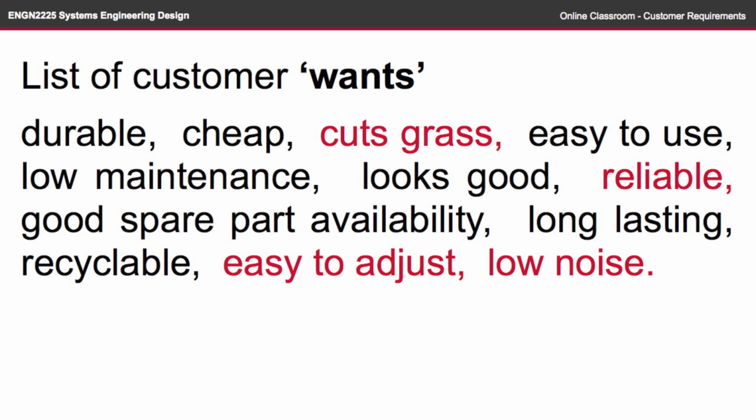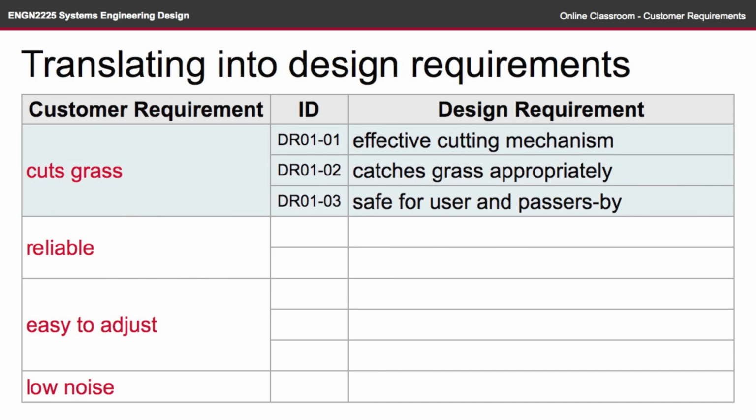For the example of translating customer wants into design requirements, we'll pick 4 of the customer wants. That it cuts grass, that it's reliable, that it's easy to adjust, and that it's got low noise. Note that you might translate these design requirements slightly differently, and it's worth checking with your customer that you've translated them correctly. So the first one, cuts grass.